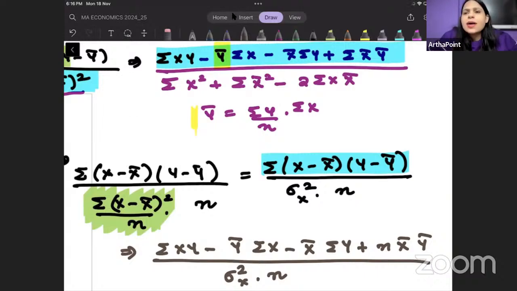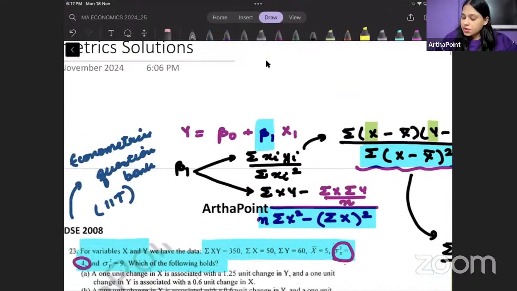So the point here is to tweak the formula. You have to alter the formula a little bit. And how will you tweak that formula? You will tweak it based on the information given to you in the exam. What information is given to me? Now I know what summation xy is. This is given to me here. This is given to me. So I can simply plug in.